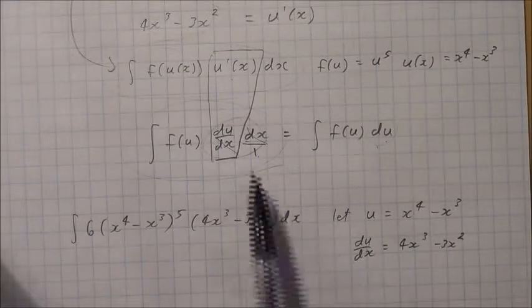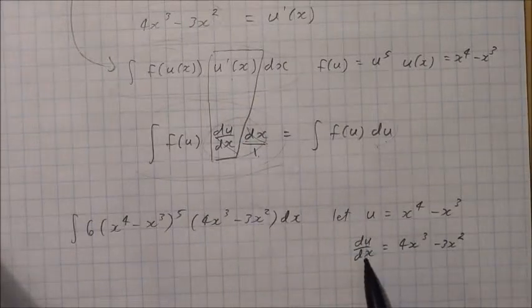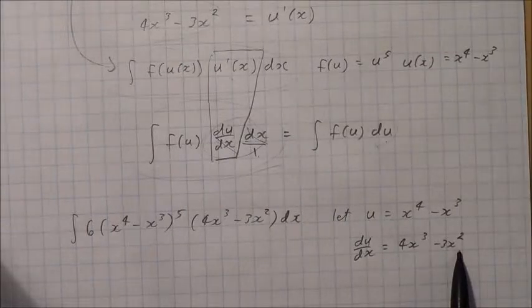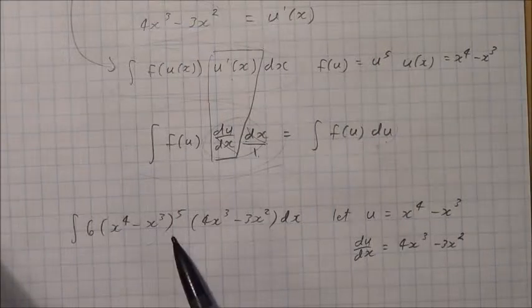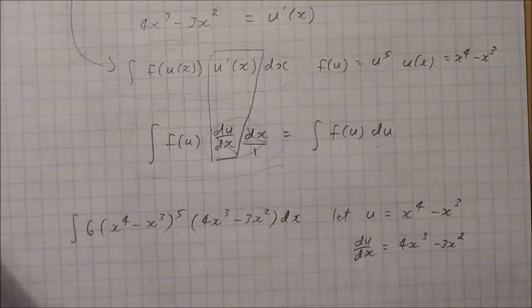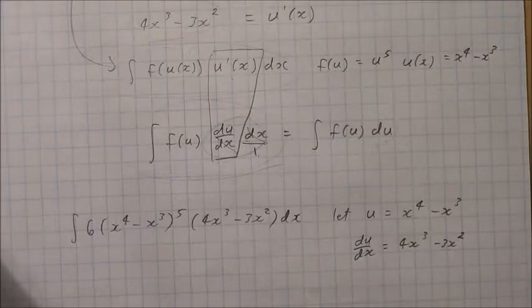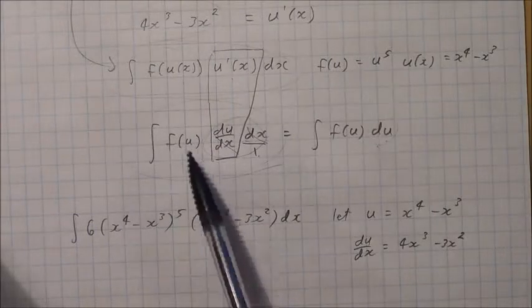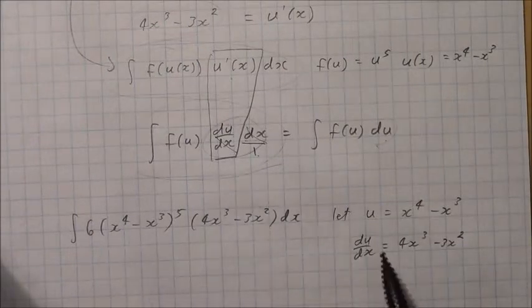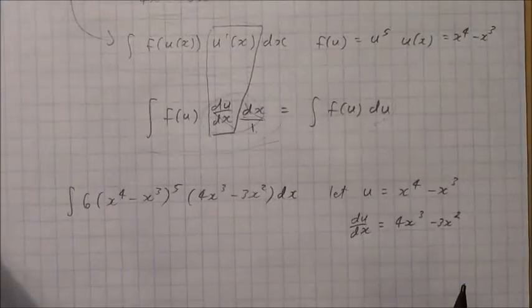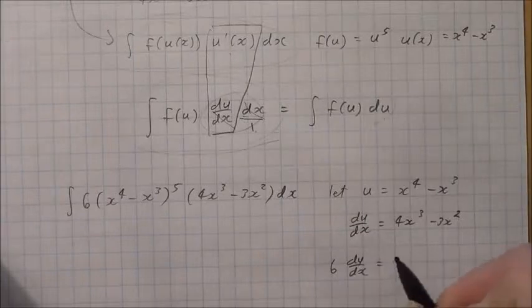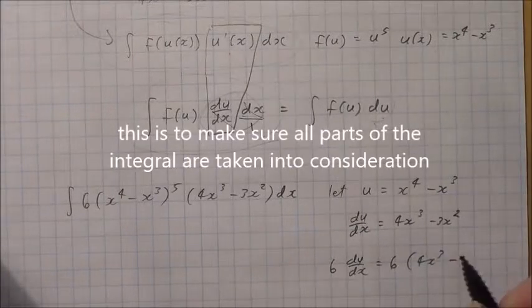Now notice that we've got our du by dx right here, which is 4x cubed minus 3x squared. We've got our f of u, which is this first function, but there's also a 6 included that is not taken into consideration. Because this 6 is not included in this notation, we're going to multiply both sides of this by 6. So we're going to have 6 du by dx equals 6 times 4x cubed minus 3x squared.